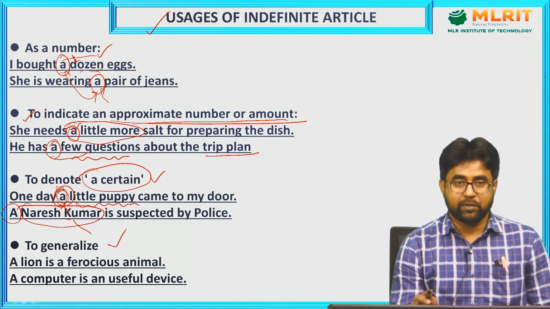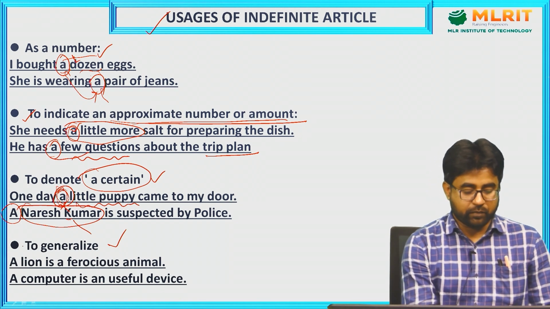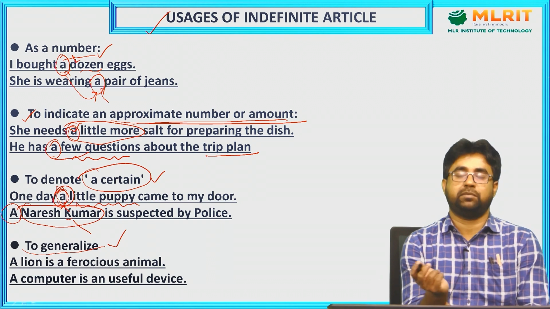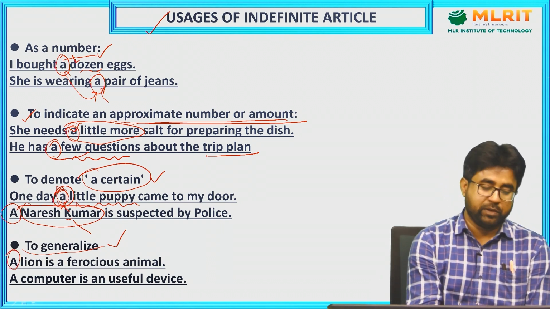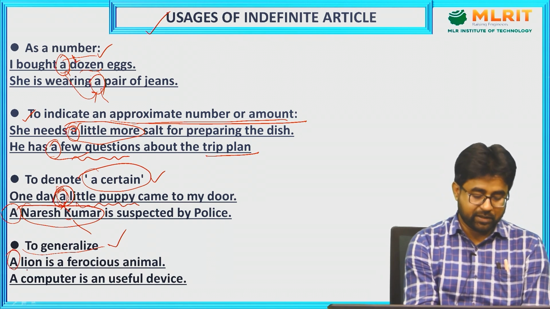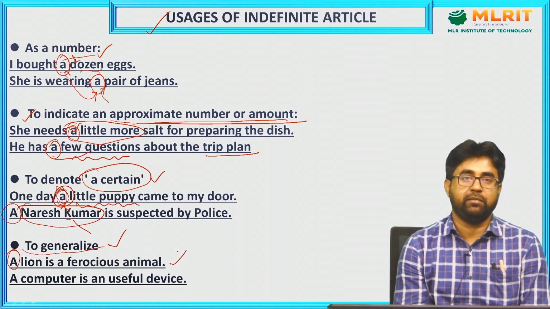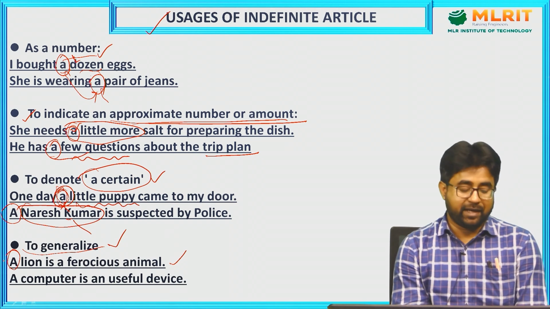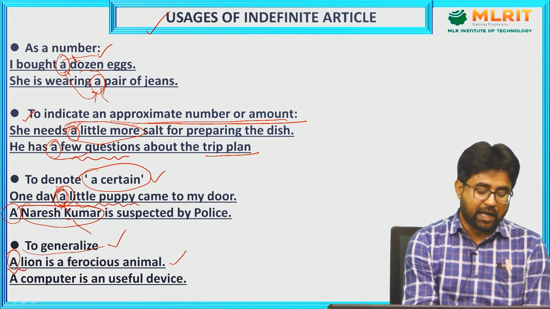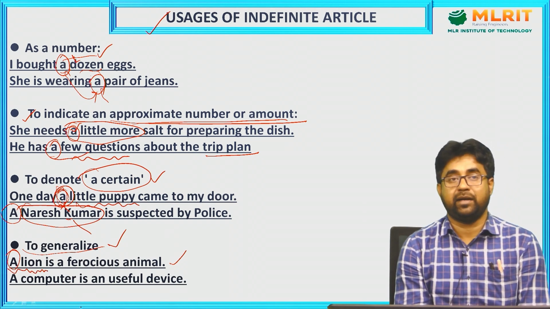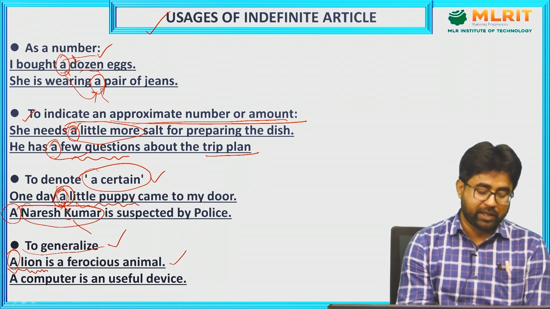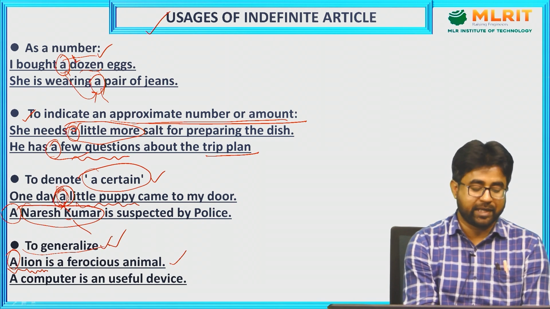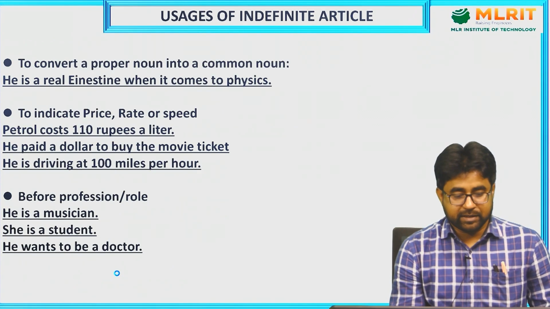Okay, now let's come to the fourth usage of the indefinite article: to generalize. When we want to generalize about something, we use the indefinite article. See one example here: A lion is a ferocious animal. When I use this indefinite article, "a lion," I am talking about lions in general. It can be any lion. That's why I am saying a lion is a ferocious animal. So to generalize also we can use indefinite articles. Fine, let's come to the next.